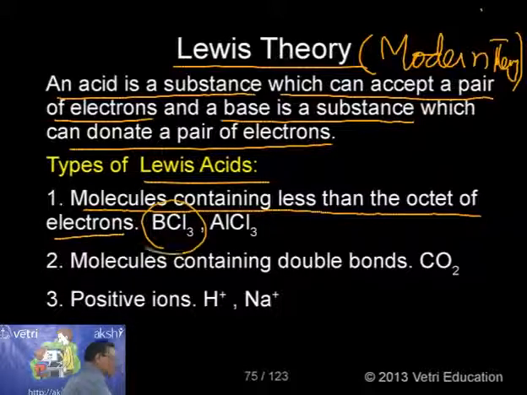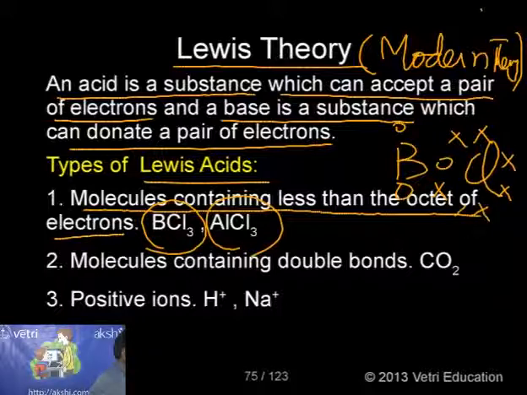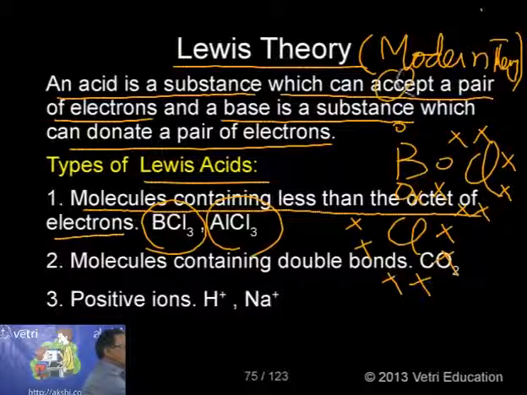Specific examples: boron trichloride and aluminium trichloride. Boron trichloride, for example: the electronic configuration of boron is 2s2 2p1, 3 electrons in the outermost shell. And chlorine is 3s2 3p5, 7 electrons in the outermost shell. So I can write 7 electrons in this case, the same way 7 electrons in this case, and the same way here also I will write 7 electrons. Kindly follow, even though I am indicating different symbols for electrons, dot for boron and cross for chlorine, it's not like that, just to differentiate, that's all.